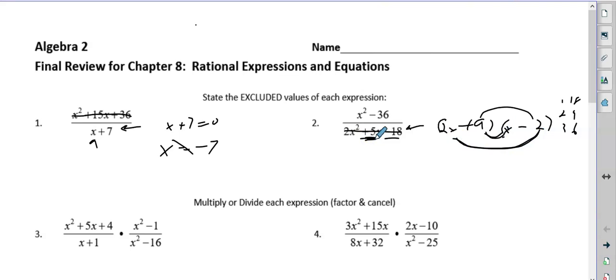Now we just set these both equal to 0. So I'm going to do it in my head. Move the 9 over, -9, and divide by 2. So x can't be -9/2, and it can't be move the -2 over, +2.